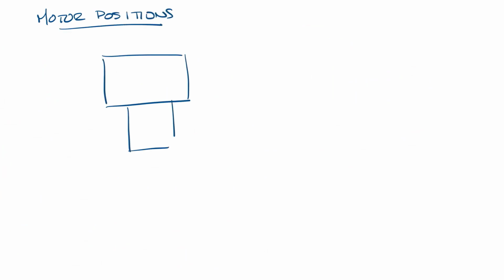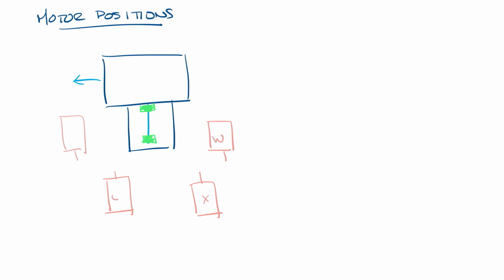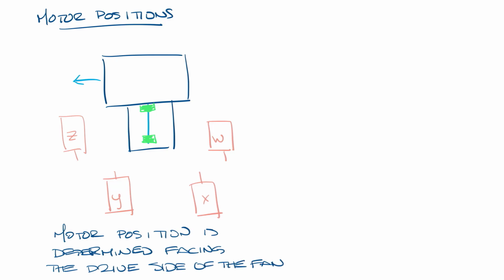So let's move this over and talk about motor positions. AMCA 99 also defines the possible motor positions. First of all, the motor location is determined by facing the drive side of the fan. From there, the locations are designated like this as W, X, Y, and Z. And let's add this note down here so we don't forget about it.